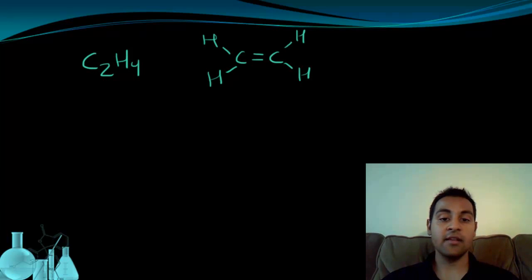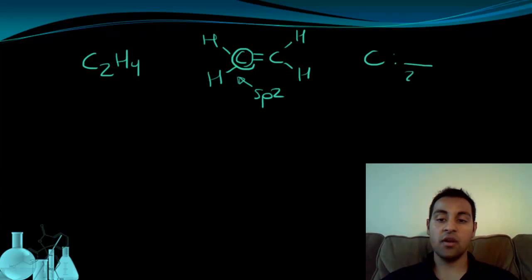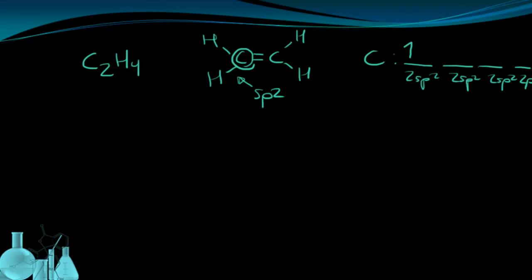We can tell very quickly that this exhibits sp2 hybridization for these bonds in this molecule. So when we look at the electron configuration for one of these carbons, we're going to see that it has a 2sp2 orbital, another 2sp2 orbital, another 2sp2 orbital, and then finally a 2p orbital that is not involved in the hybridization. There's going to be one electron in each of these orbitals, hybridized or not.